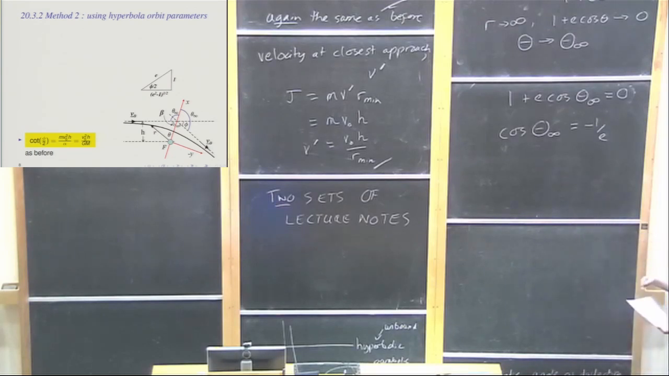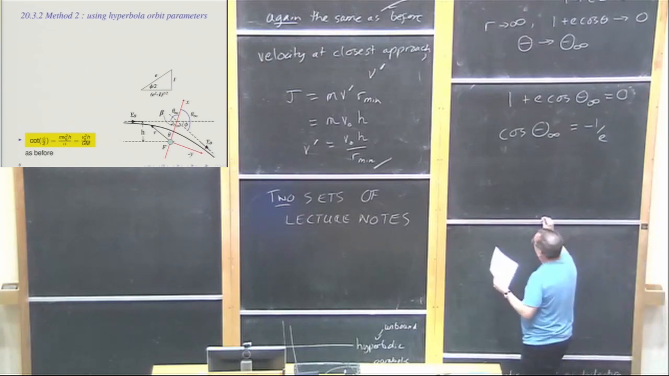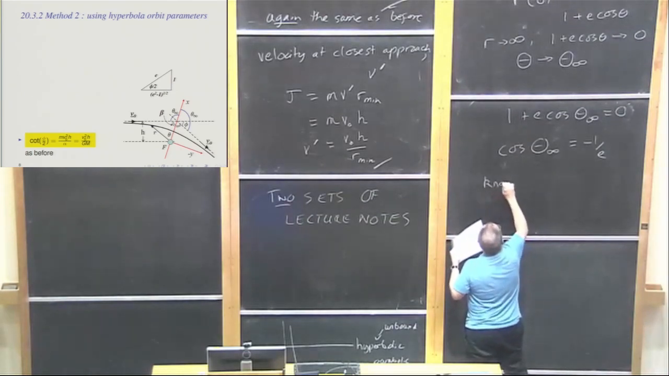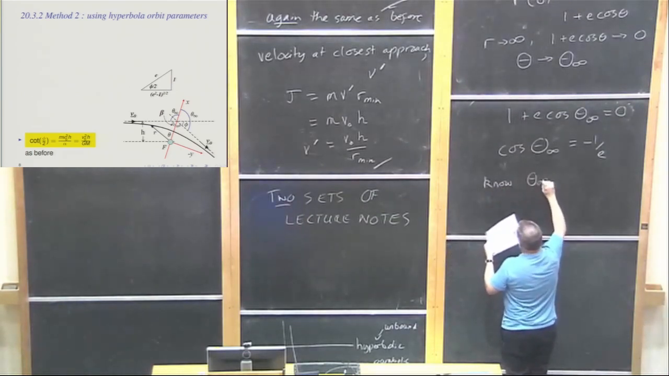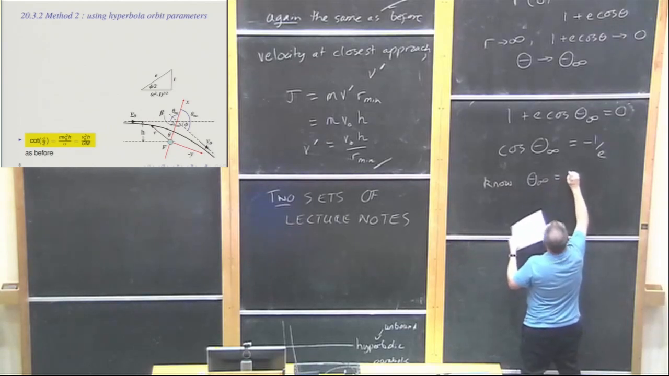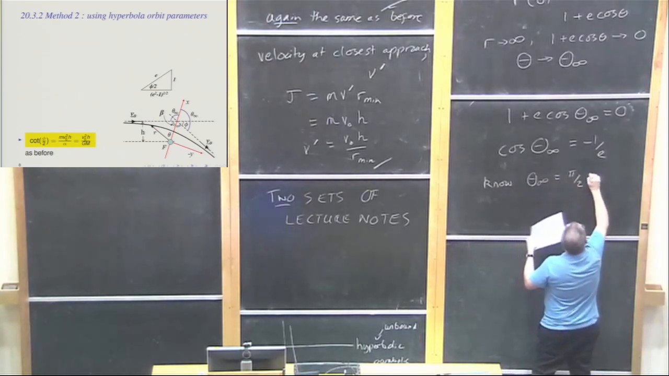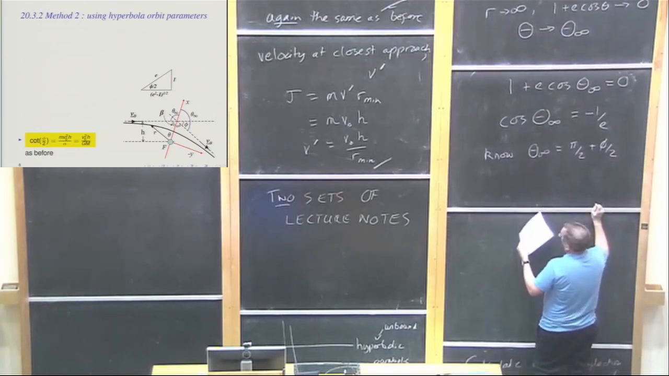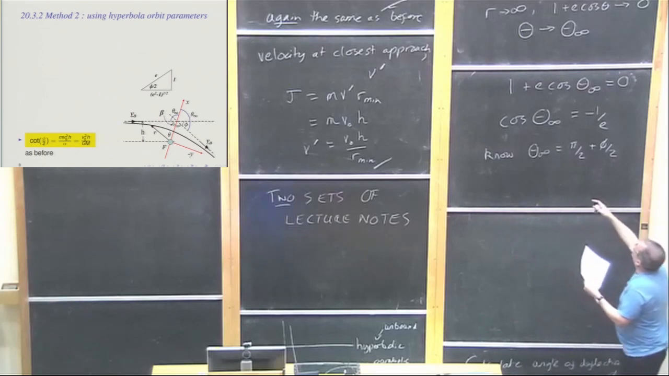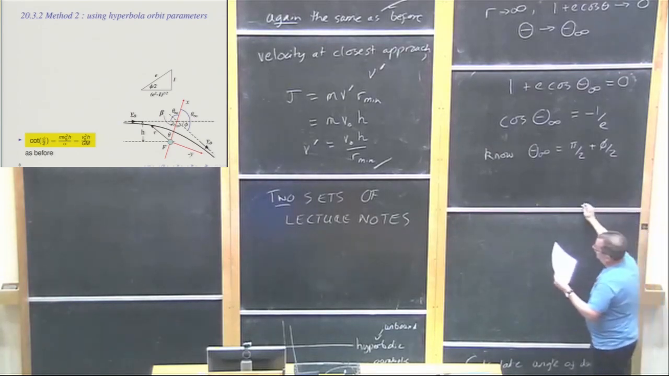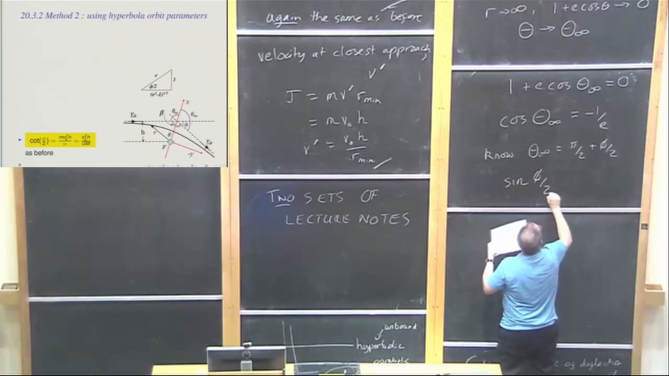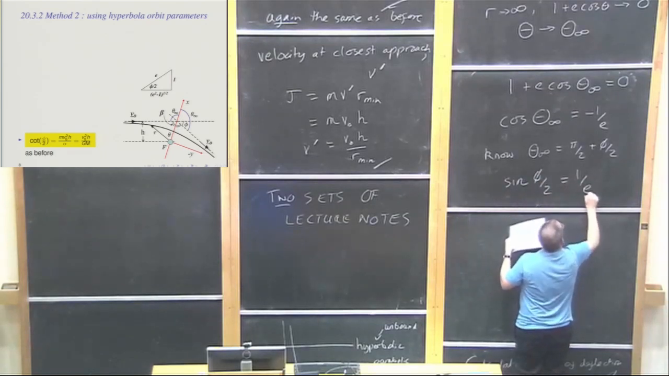As before, we want to be dealing in terms of phi rather than theta infinity. We know that, once more, let me write it down, theta infinity is equal to pi over 2 plus phi over 2. Okay. Sticking this in, we deduce that sine phi over 2 is equal to 1 over e.